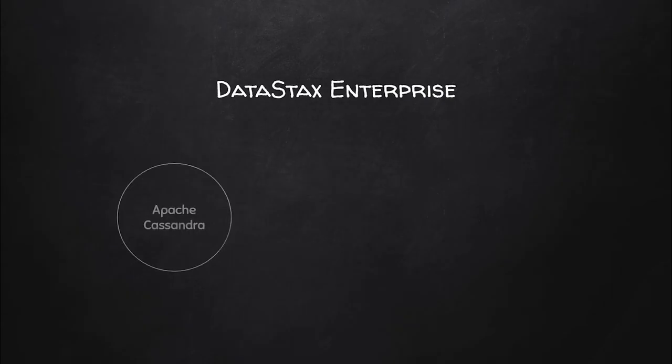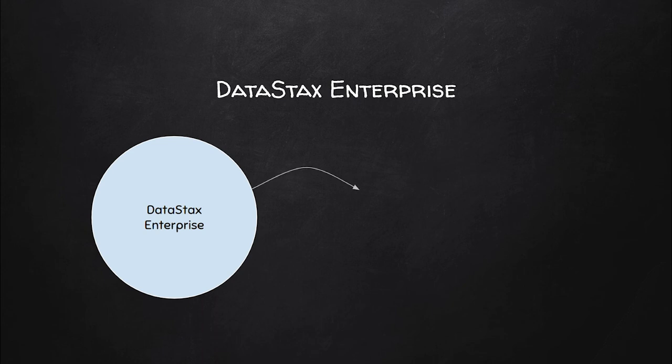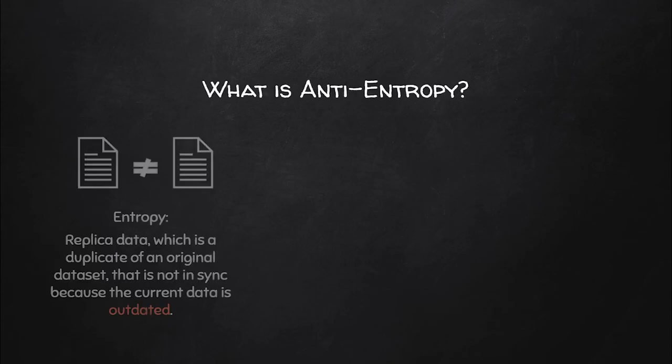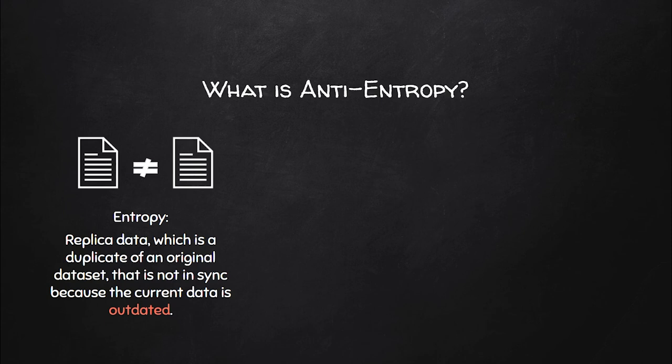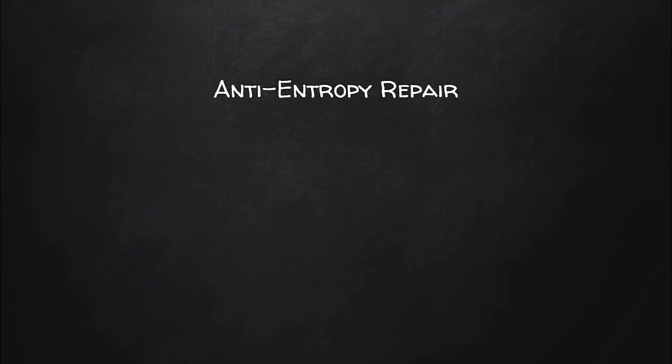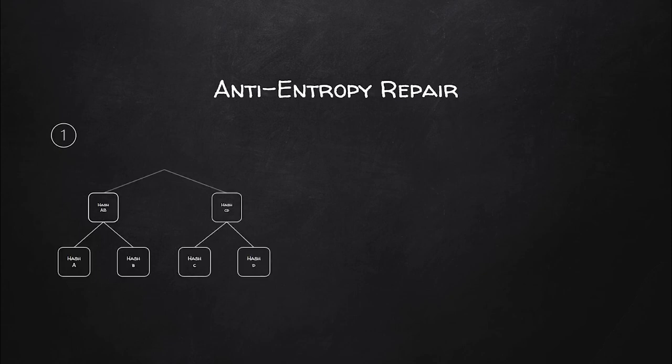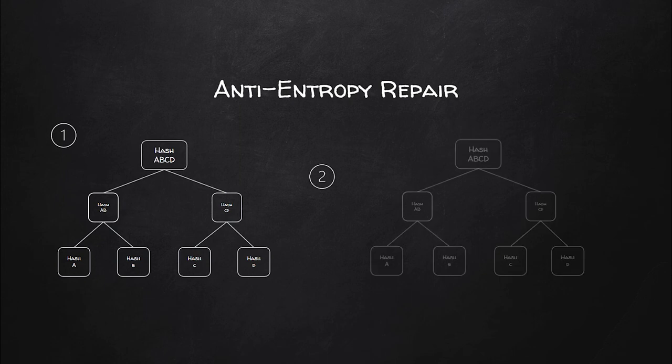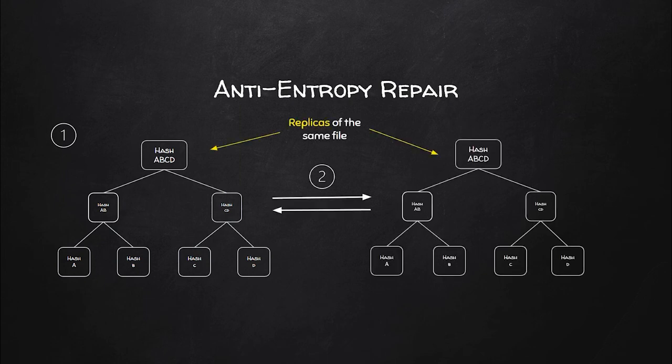DataStax Enterprise, which is built on top of Cassandra, provides an anti-entropy repair tool. Entropy refers to the replica data that is not in sync, because the current data is outdated. Replicas refer to the duplicate of the original files. And thus, anti-entropy refers to the synchronization of replica data to ensure that data is updated. Anti-entropy repair has two phases to the process. Firstly, a Merkle tree will be built for each replica. Secondly, DataStax compares the Merkle trees to discover the differences.